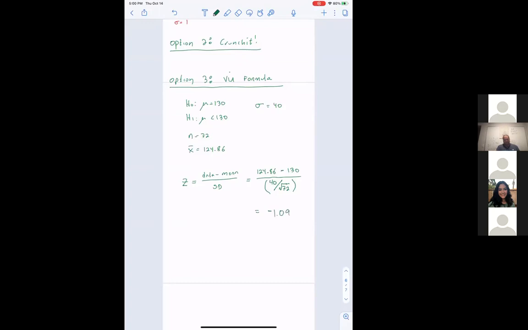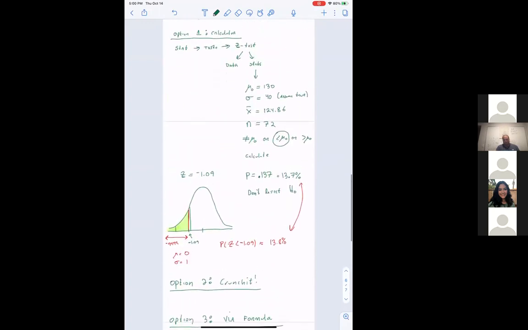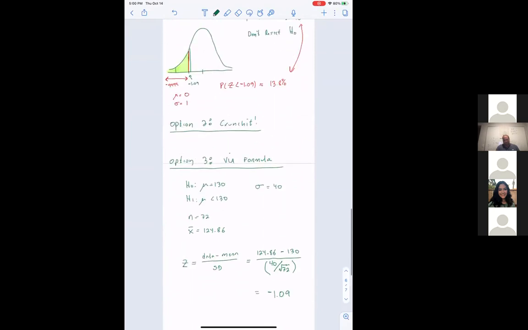This is the same Z that the calculator gave us. At that point, I just do this calculation here, which we did before, to get the p-value if I am so inclined. Three methods. Method number 1 is a calculator directly, just put your data in and get it. Method number 2 is crunch it. And number 3 is doing it by hand.